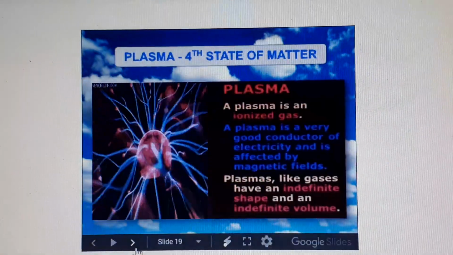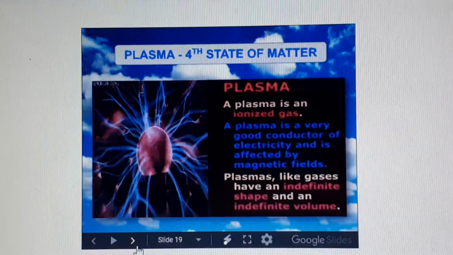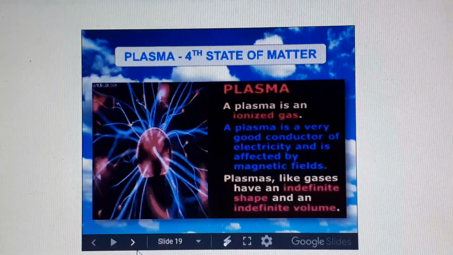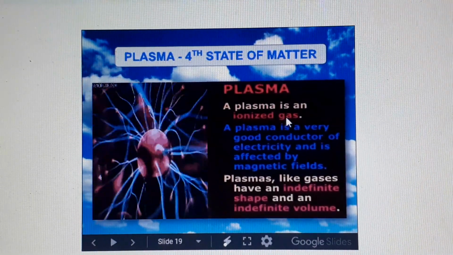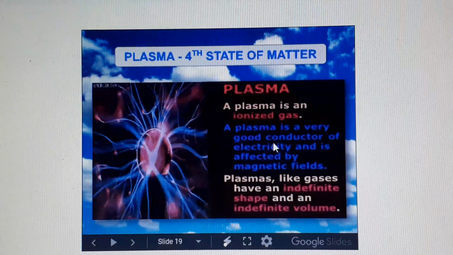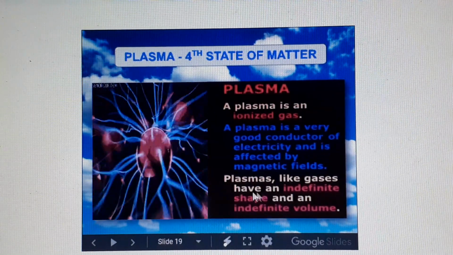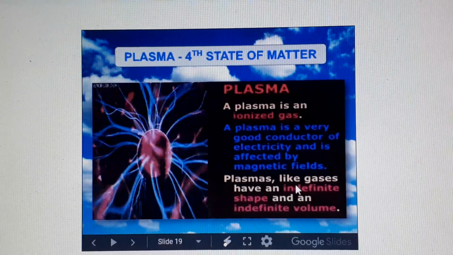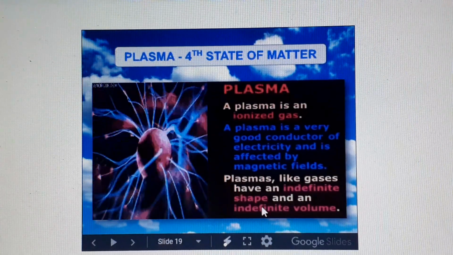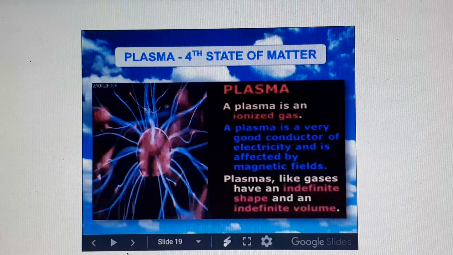And plasma, the fourth state of matter. Plasma is an ionized gas. A plasma is a very good conductor of electricity and is affected by magnetic fields. Plasmas, like gases, have an indefinite shape and an indefinite volume.